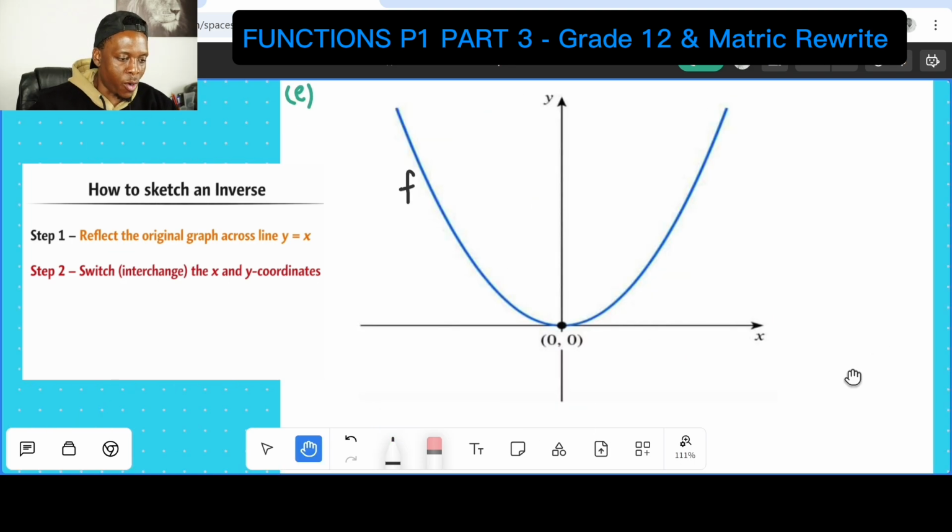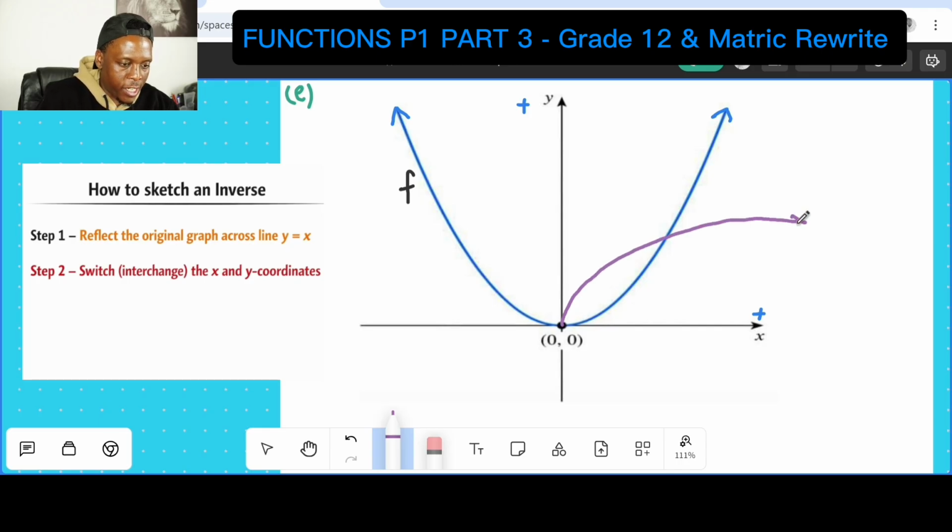This is another popular one, a parabola. So we are going to sketch its inverse. Okay guys, you're going to be happy to know that this one is straightforward, because what you do, firstly you check that this graph is pointing towards the positive y-axis. Its inverse must point towards the positive x-axis. Let's do it. The inverse will point towards the positive x-axis, like this.